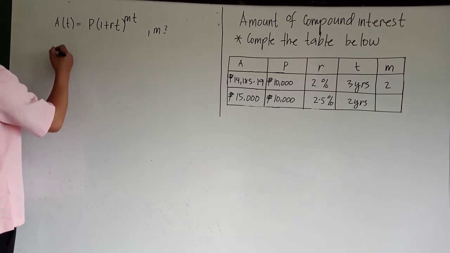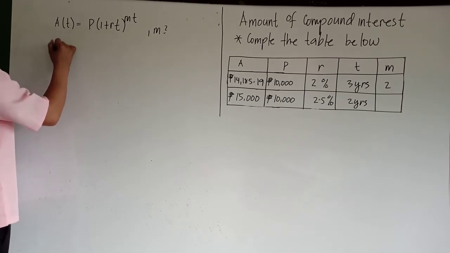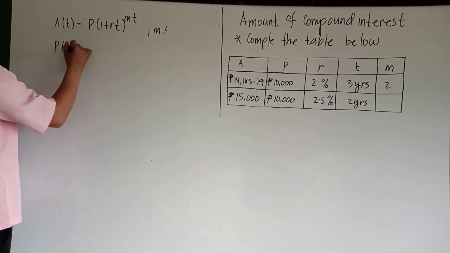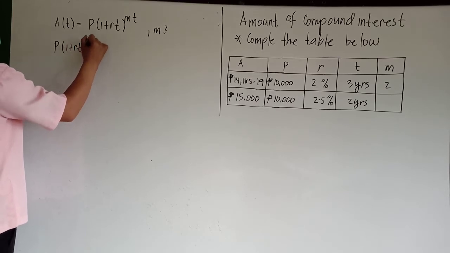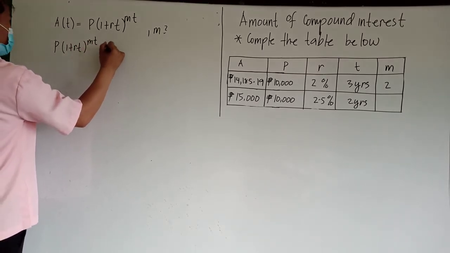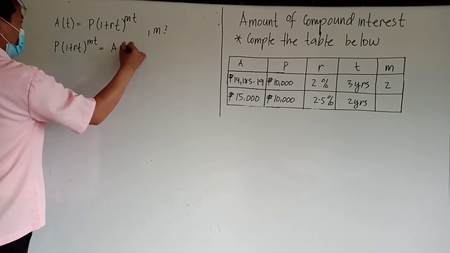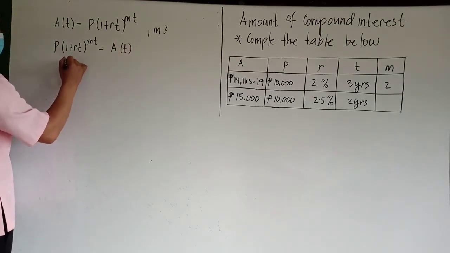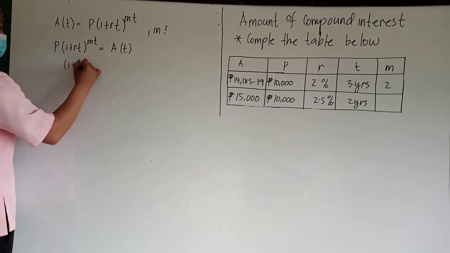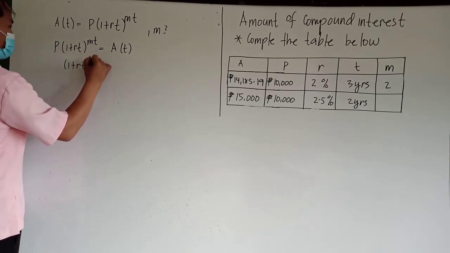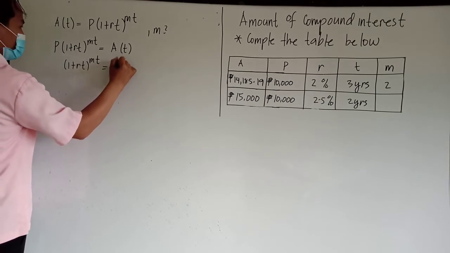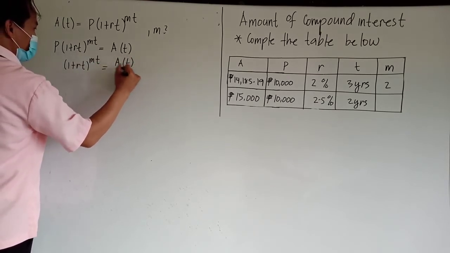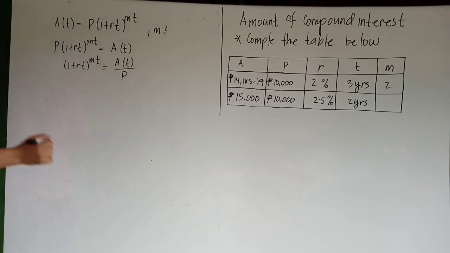From this, we can actually rewrite the formula into P times 1 plus rate times time to the power of M times T is equal to A of T. Then we can divide both sides by P. So we have here 1 plus rate times time to the power of M times T is equal to A of T over P. Okay?